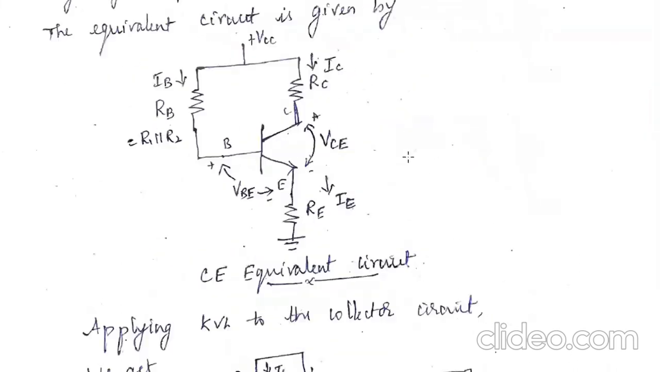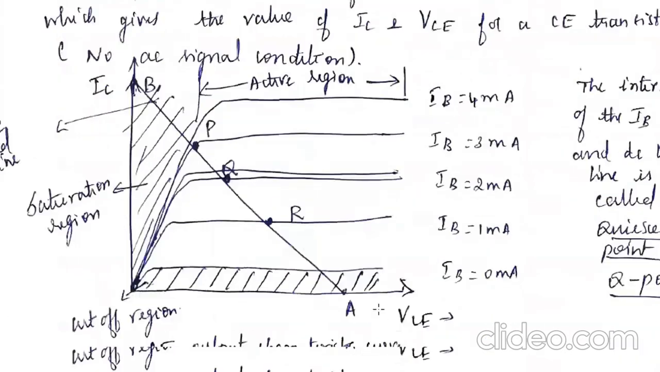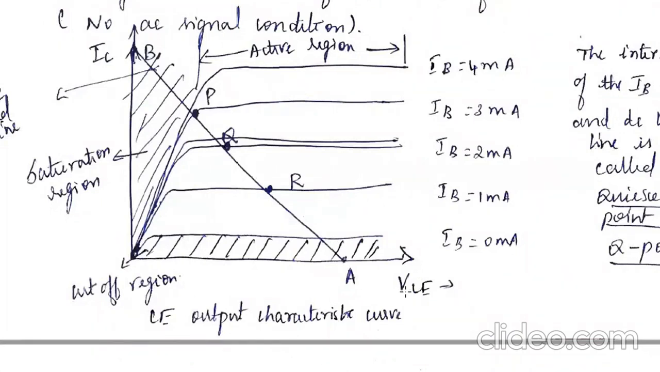So the two points I'm getting from the output characteristic curves are: point A, obtained when VCE is equal to VCC, at which time my IC is equal to 0. And the second condition is that when VCE is equal to 0, I get IC equal to VCC divided by RDC. By finding these two points, we can join them and get the DC load line in the output characteristic of a common emitter curve, and the intersection of the IB curve with the DC load line gives the Q point.